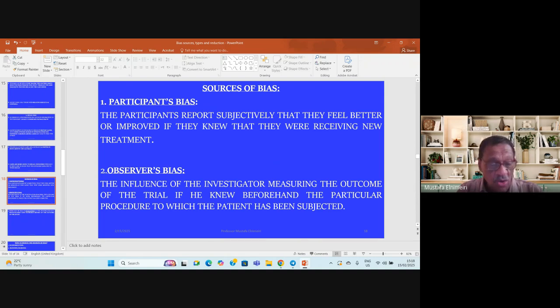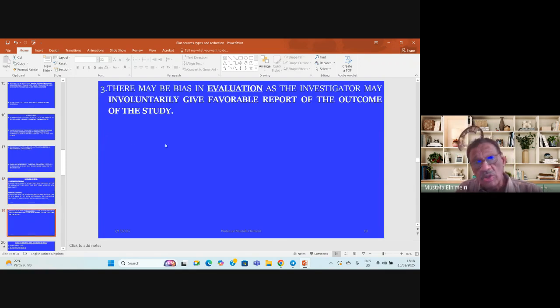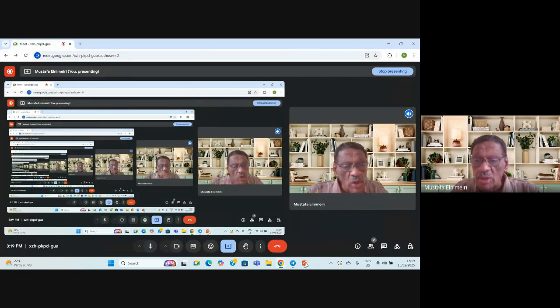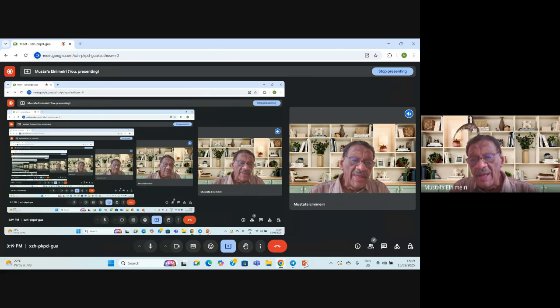In other words, they know that this subject is within the treatment group or in the control group. So this will cause some sort of bias in observing the outcome of the result. Also, they may be biased in evaluation, as the investigator may involuntarily give a favorable report of the outcome of the study. And also those who are carrying out the analysis may be a source of bias for the outcome of the result.